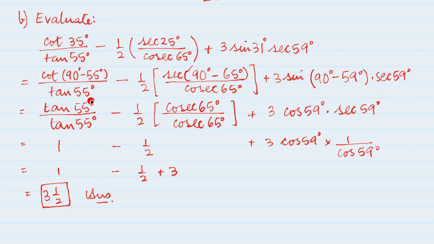Got that? Now this will get cancelled. This will get cancelled, and we'll have 1 minus half into 1, that is half, right? And here 3 cos 59, I couldn't cancel directly, so I have to write this first, that sec is 1 upon cos. Okay, so 1 upon cos 59, and now we cancel this. So we will get 1 minus half plus 3. So that is 4 minus half, that is 3.5. Okay, got that, right? Let us come to C.